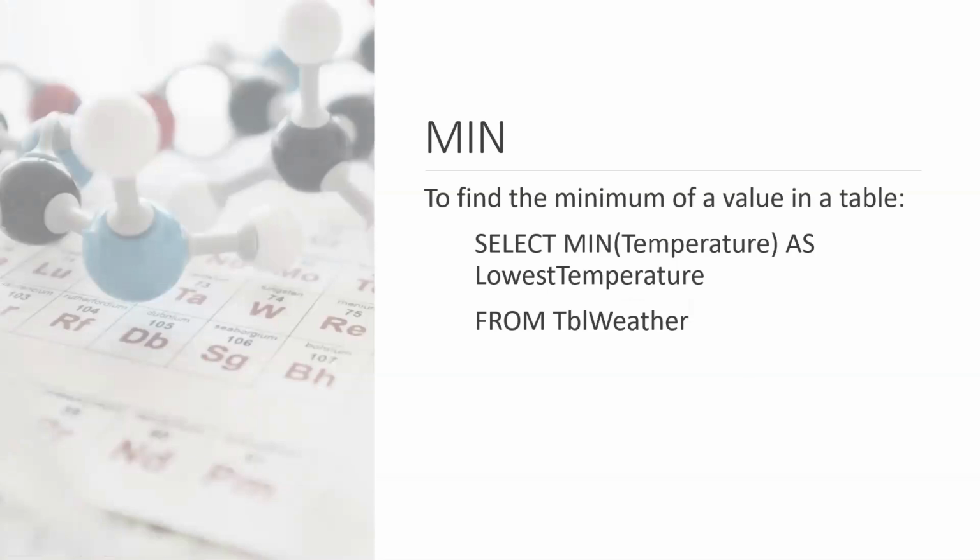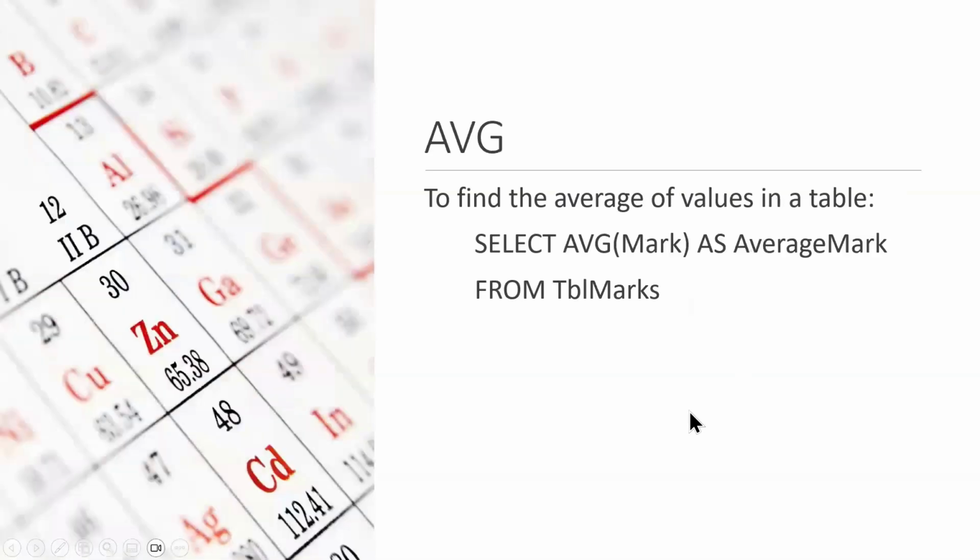Min is very similar, just the opposite. To find the minimum of a value in a table, select min, brackets, temperature as lowest temperature from table weather. And I think that's pretty self-explanatory. Then AVG is used to find the average of all the values in a table. So select AVG brackets mark as average mark from TBL marks. And that will give you the average of all the marks in a table.